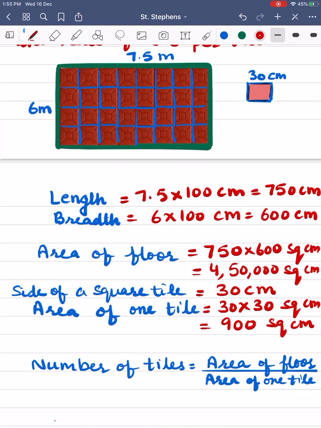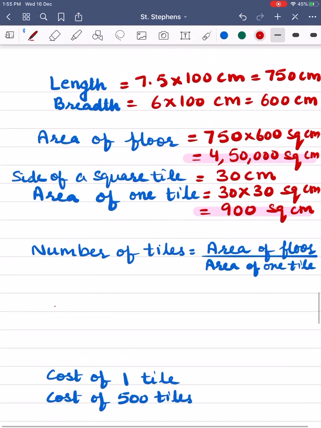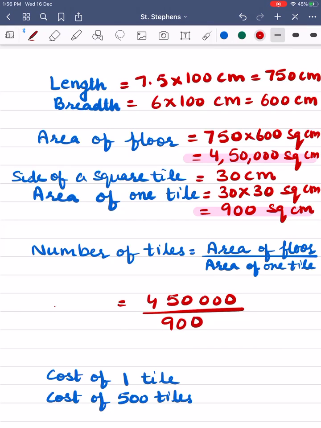Now to find out the number of tiles, we have to divide area of floor by area of one tile. So we have 4,50,000 upon 900. Cancel out 2 zeros. Now 9 ones are 9, 9 fives are 45. Then 2 zeros. So we get 500 tiles.